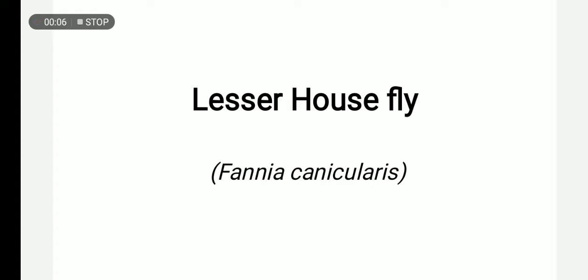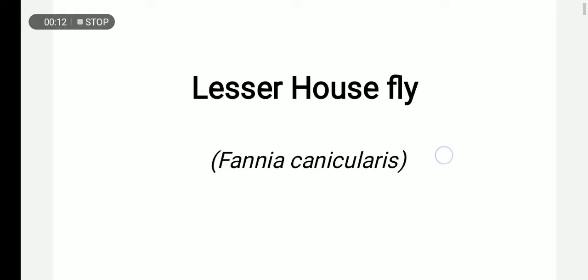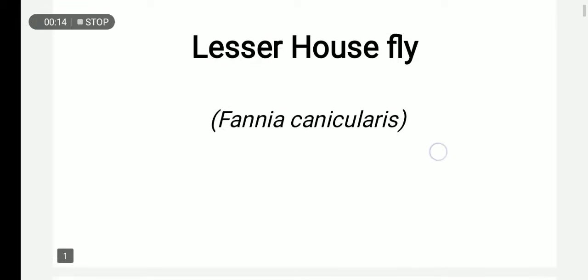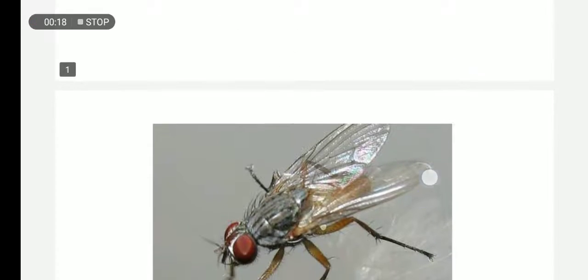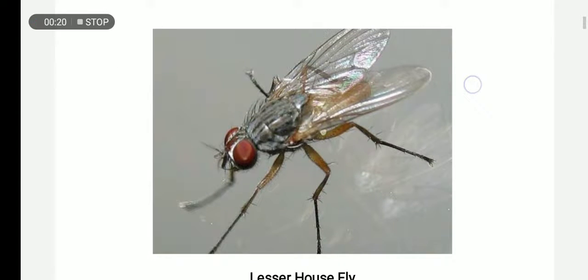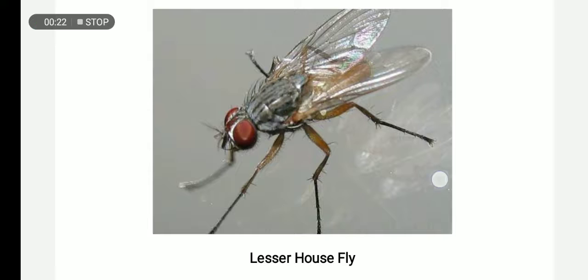Today I'm going to discuss the lesser housefly. This is the common house fly present in our homes, but it is smaller than Musca domestica. Its scientific name is Fannia canicularis. This is the diagram of the lesser housefly.